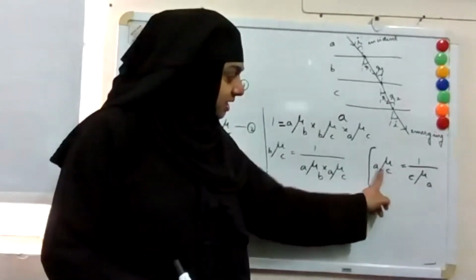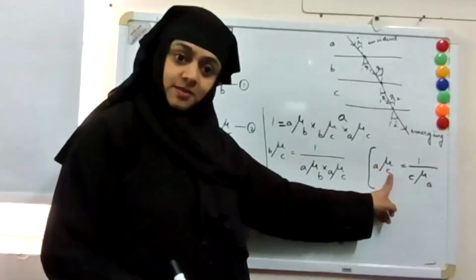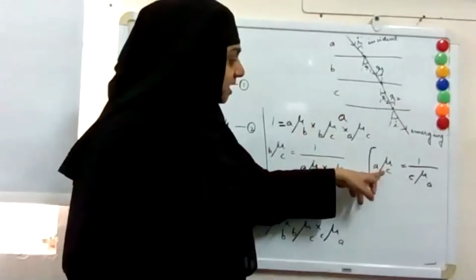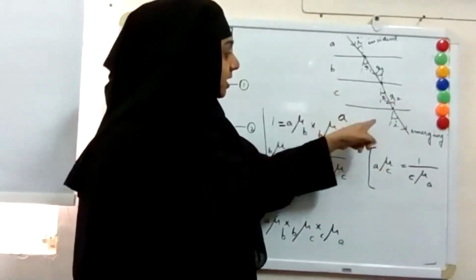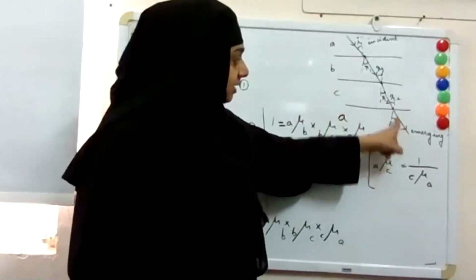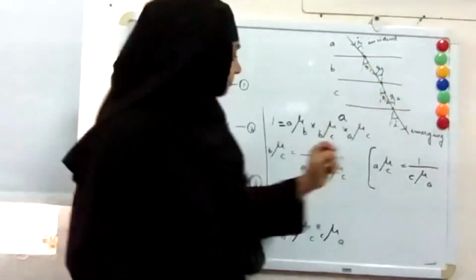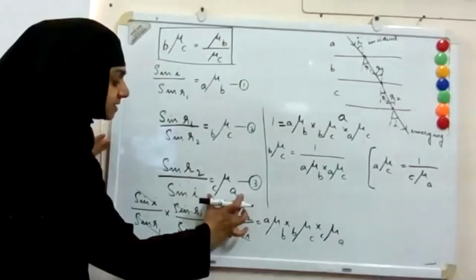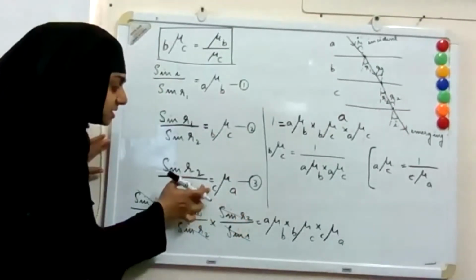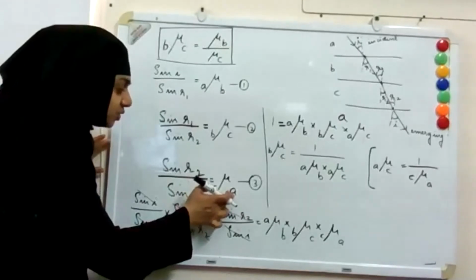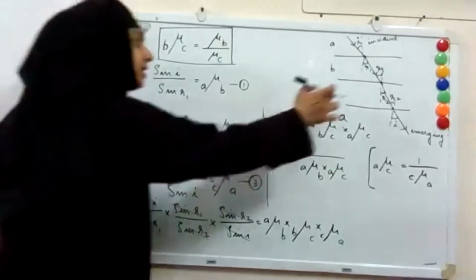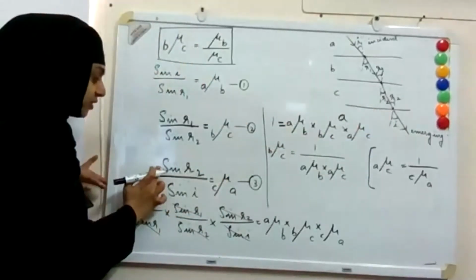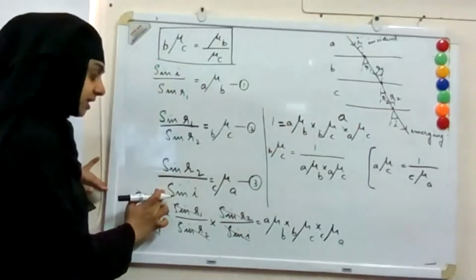Entering from A to C. Okay. And here, if light is entering from A to C, then this will go in this way. Mu AC means light is entering from C to A, like here. Light is entering from C to A. So we have sine R2 by sine I.